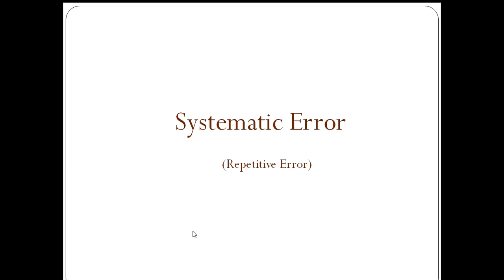Now we will switch over to systematic error. Systematic error is the repetitive error. If we want to rectify this error and again do the measurement process using the system, then again we will get the same error present in the measurement. So this is called systematic error.